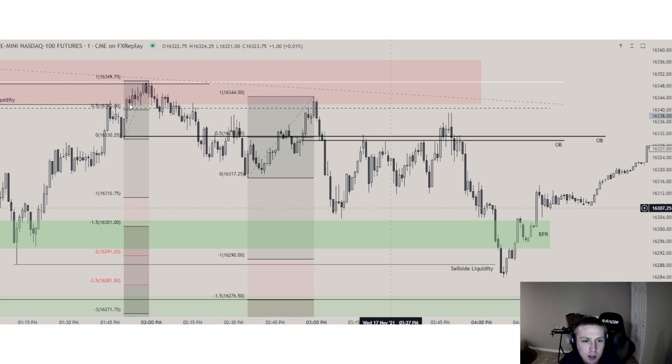All right, and as well here, you have your standard deviation projections. You have that last manipulation move, and then you have that first retracement move that I'm using, negative 1, nice little low hanging fruit. Also maps up with that old low right there.